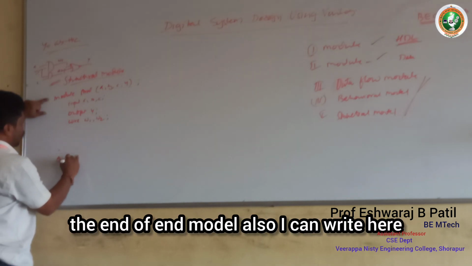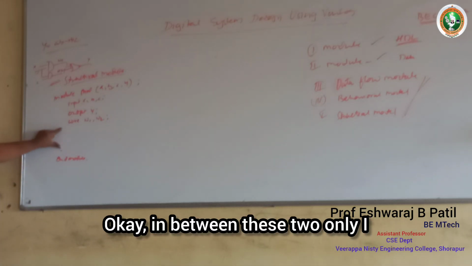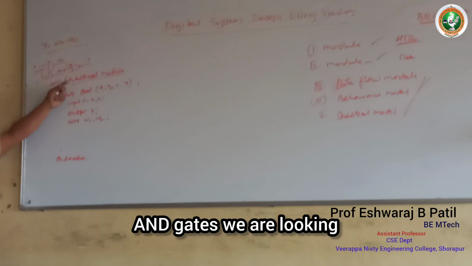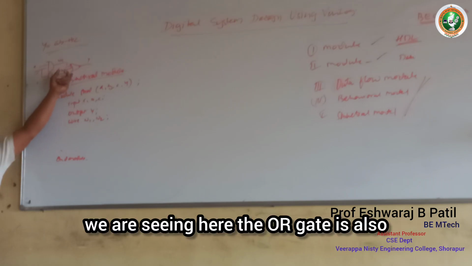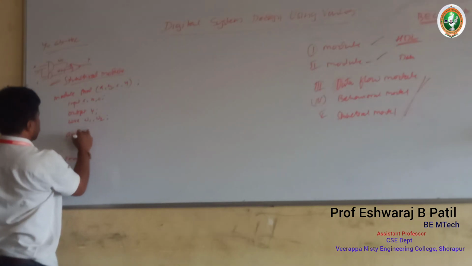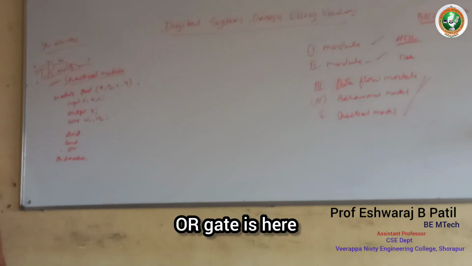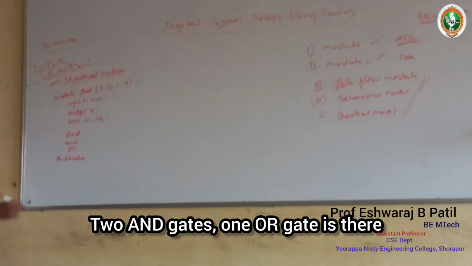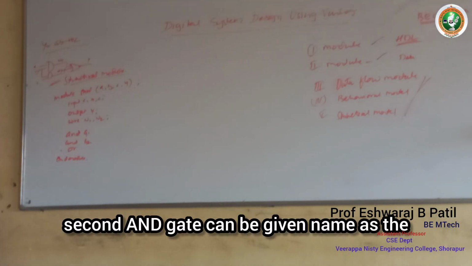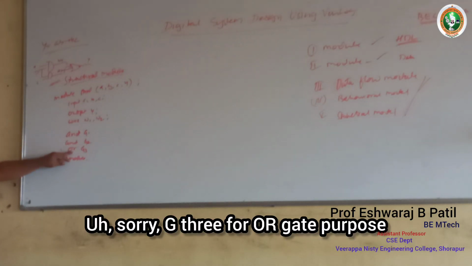Next, the model I designed here. At the end, the model also I can write here. In between these two I have to write the logic. What are the logic gates we are looking at here? AND gates, and you are seeing the OR gate also. 2 AND gates and 1 OR gate are there. The first AND gate can be named G1, the second AND gate G2, and the third, the OR gate, is G3.